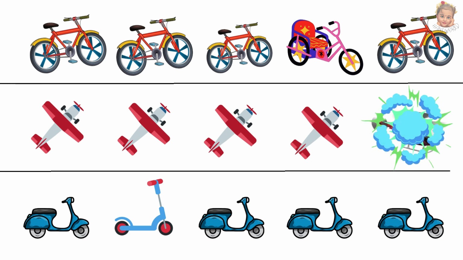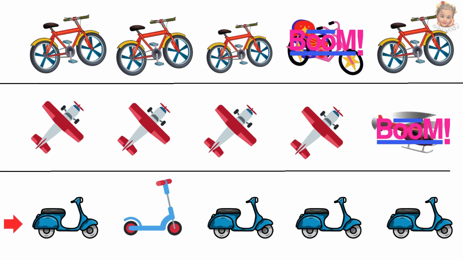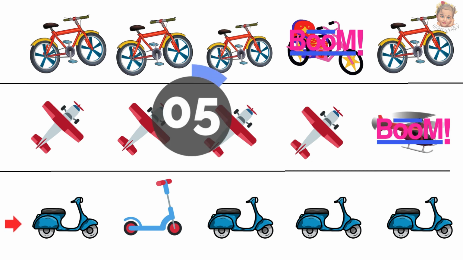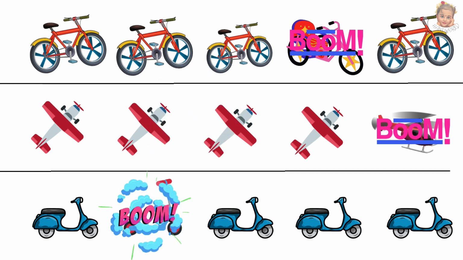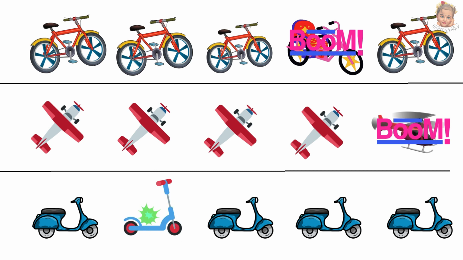We have more questions. Okay, next move on to the third row. Which one is the odd one? Yes, in the third row, skating is the odd one. There is lot of scooter. Skating is the odd one.